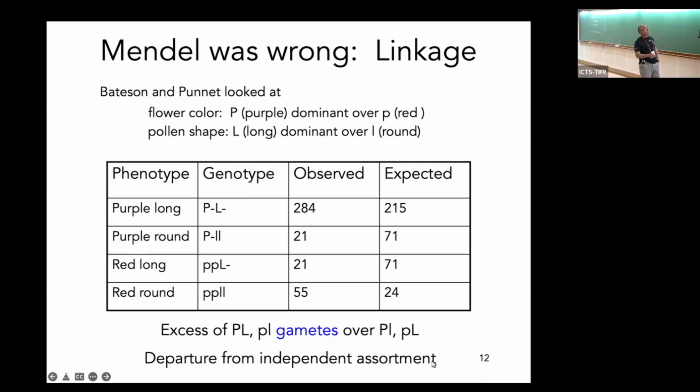Here's what they saw. If you look at this, you see it's an excess of big P, big L, and little p, little l. You do not get independent assortment. This is the first paper that said we've got this potential for things called linkage.